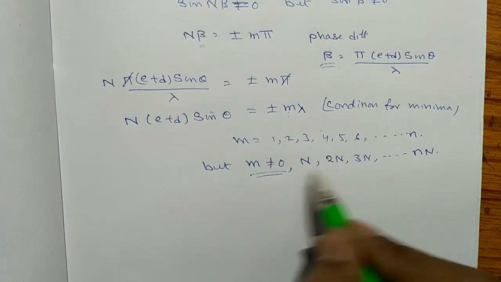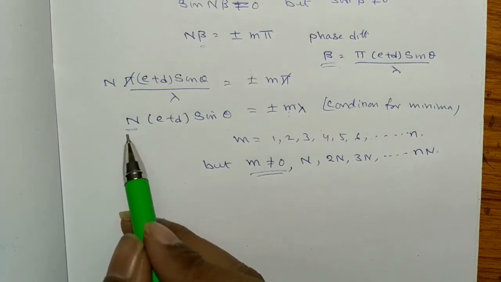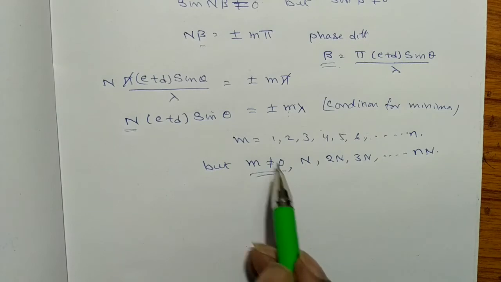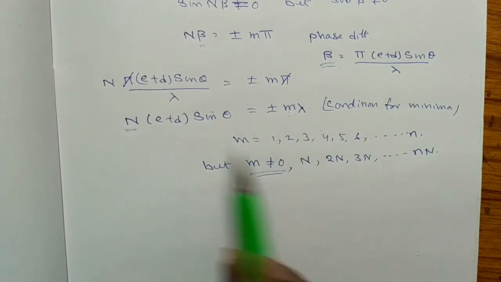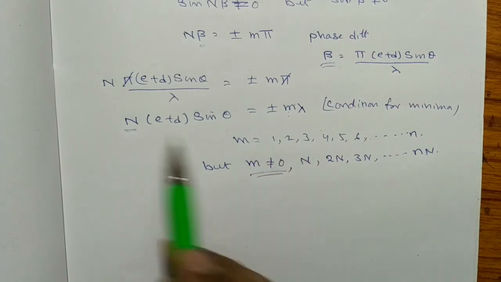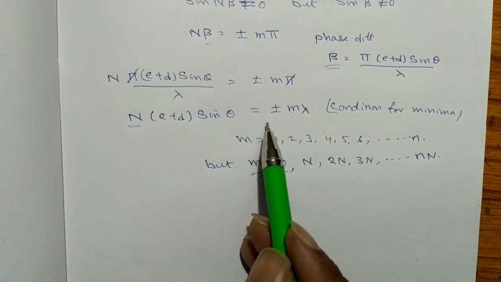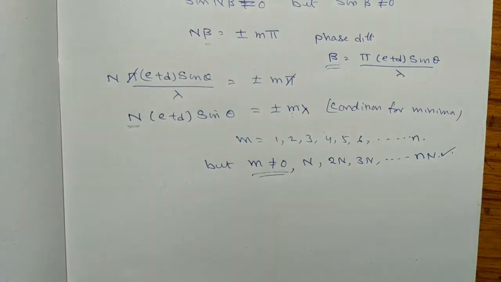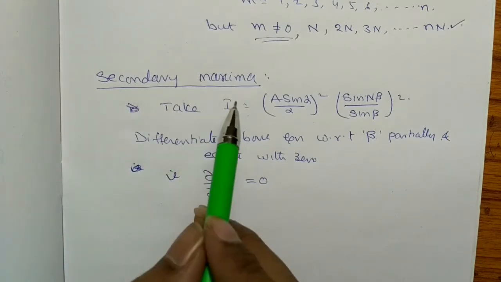Suppose this grating has 100 slits, that means m should not be equal to 100. If m is 0, it goes to the 0th principal maxima. If m equals 100, that means the 100 gets cancelled, which goes to the first principal maxima. So this condition is very, very important in case of minima. Next thing is secondary maxima.